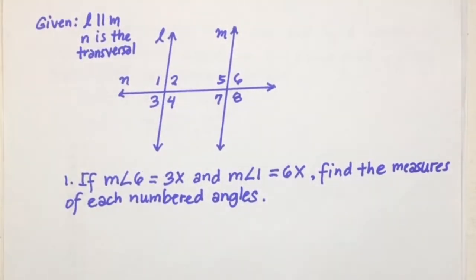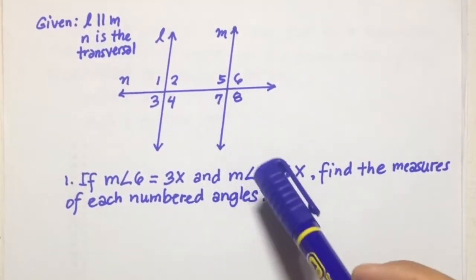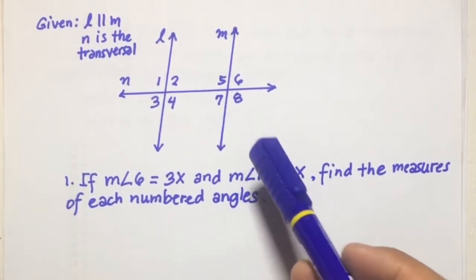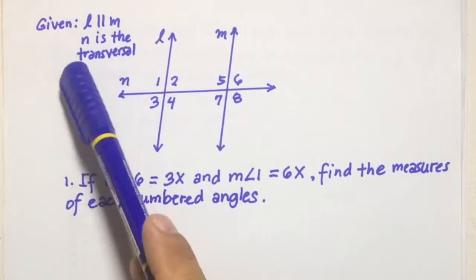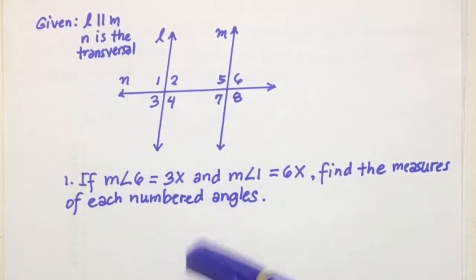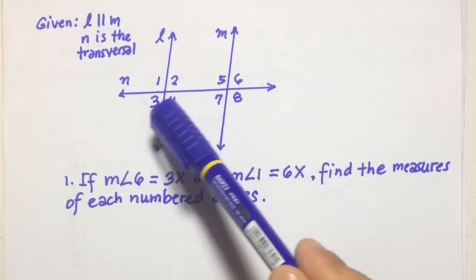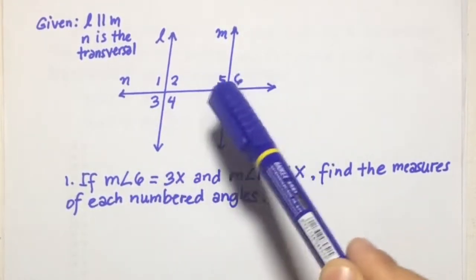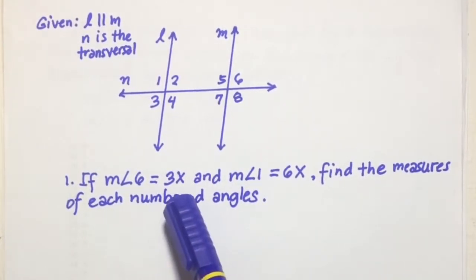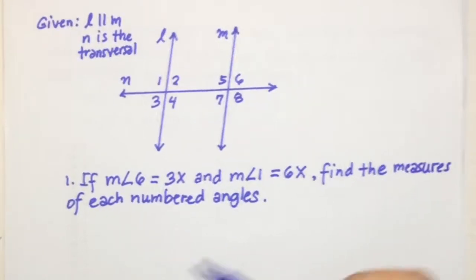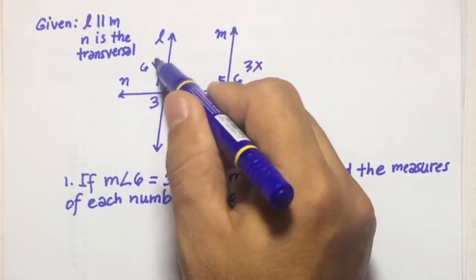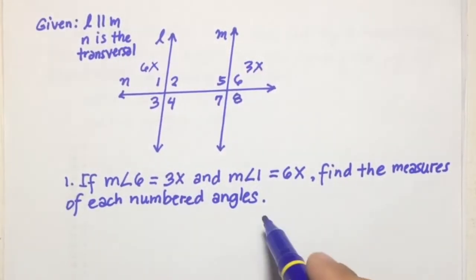Let's have an example of a problem that can be solved using angles formed by parallel lines cut by a transversal. So we have here the figure. Line L is parallel to M, and line N is the transversal. We have the numbered angles here, 1, 2, 3, 4, 5, 6, 7, 8. If the measure of angle 6 is equal to 3x, and the measure of angle 1 is 6x, find the measures of each numbered angle.